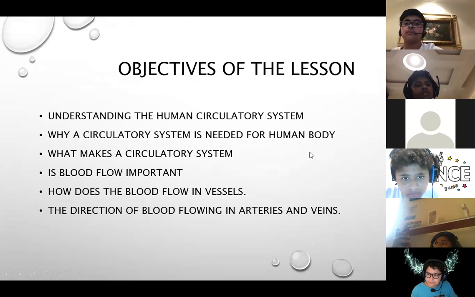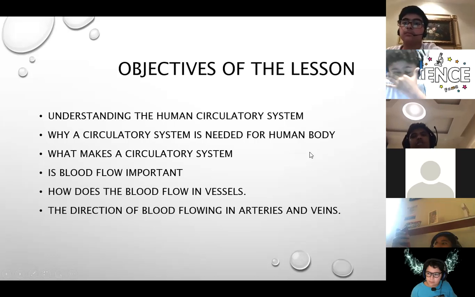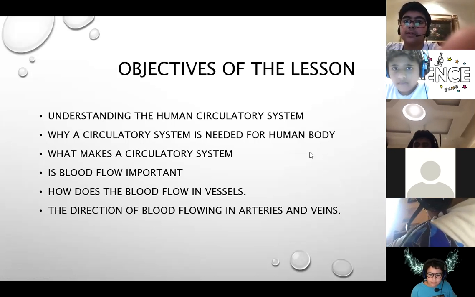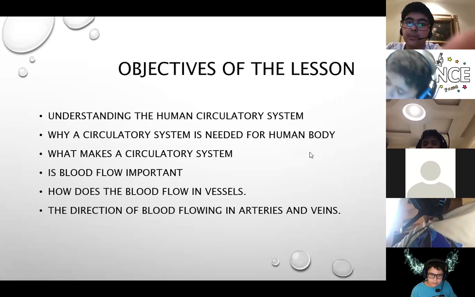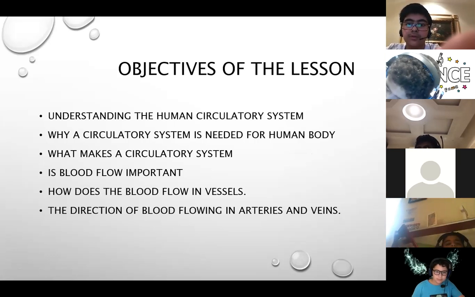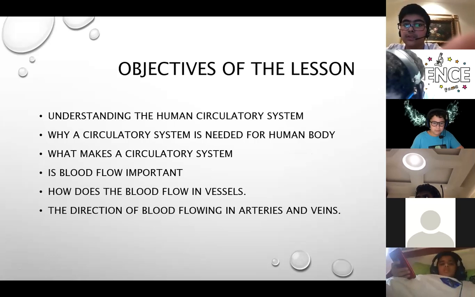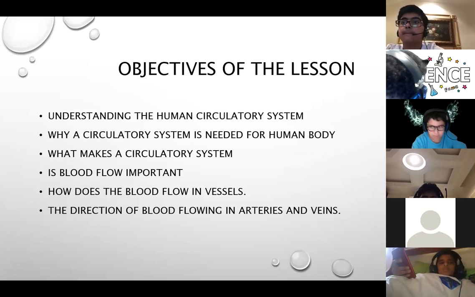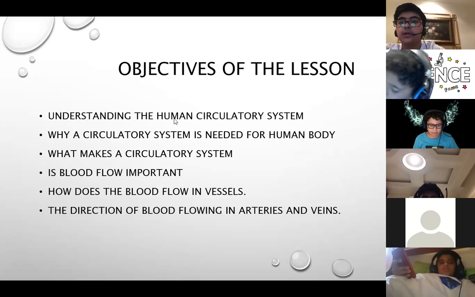Okay, someone is raising the hand. The first one. Understanding the human circulatory system, why a circulatory system is needed for the human body, what makes a circulatory system, is blood flow important, how does the blood flow in vessels, the direction of blood flowing in arteries and veins. So, what are the learning objectives? To understand the human circulatory system and what's important in it.